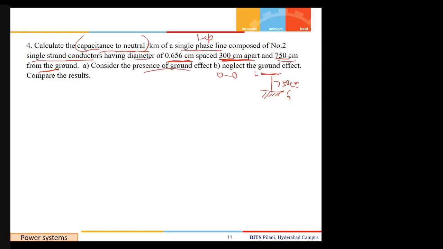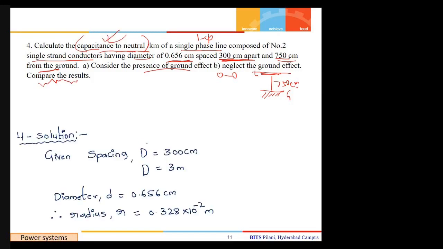Considering the presence of ground effect and neglecting the ground effect, two different cases are there. You have to compare the results of the capacitance calculation. Line spacing is given 300 centimeter; convert that into meter, so it will be 3 meter. Diameter of the conductor is given 0.656; you obtain the radius of the conductor in meter. So the spacing is in meter, and the radius is also in meter. That is the fundamental unit.